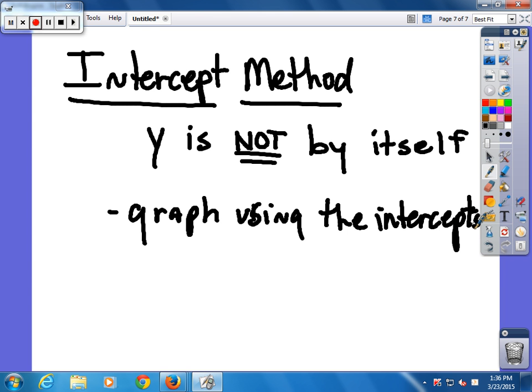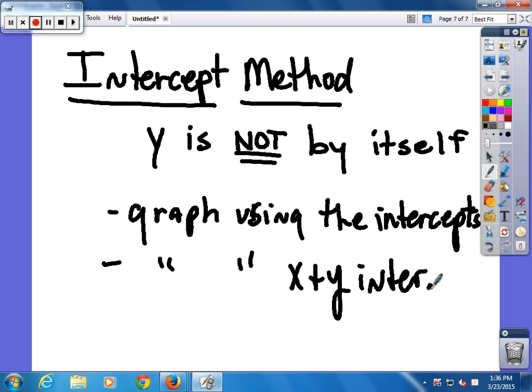Or it will say graph using x and y intercept. It'll say one of those two. And if it says one of those two things, then you have to use method 2. And this is the method that people don't like to use. They like to say, oh well, I'll just solve for y and I'll do it that way. And the problem will be marked wrong because what are they looking for?